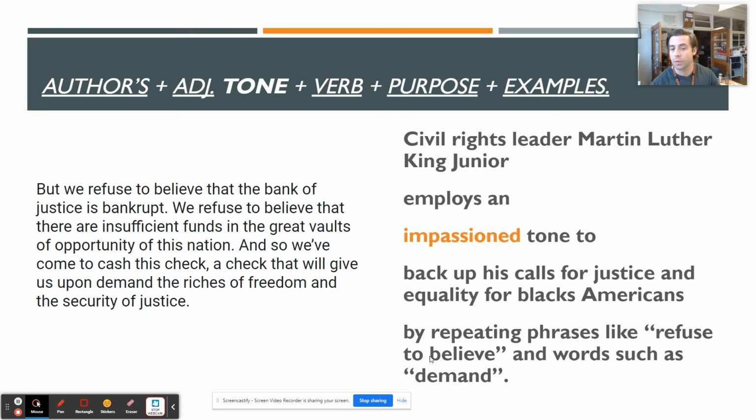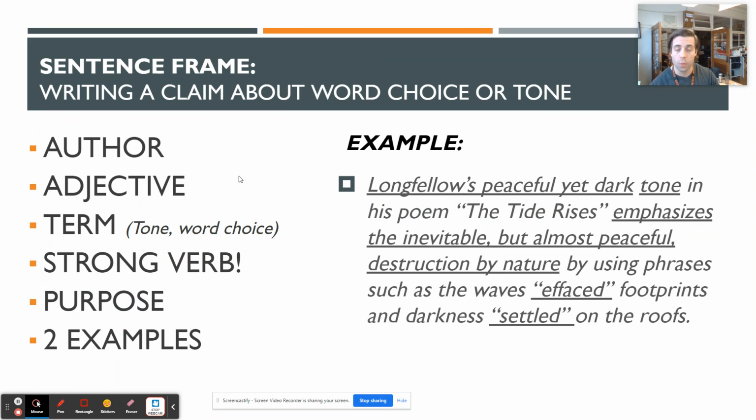He uses phrases like refuse to believe, that's impassioned. And he uses words such as demand, that's an impassioned word, right? So here's a great example of one sentence that you can use to describe tone. I'll give you one more example. So looking at that Longfellow poem, The Tide Rises, the Tide Falls, I'm saying Longfellow's peaceful yet dark tone, right?